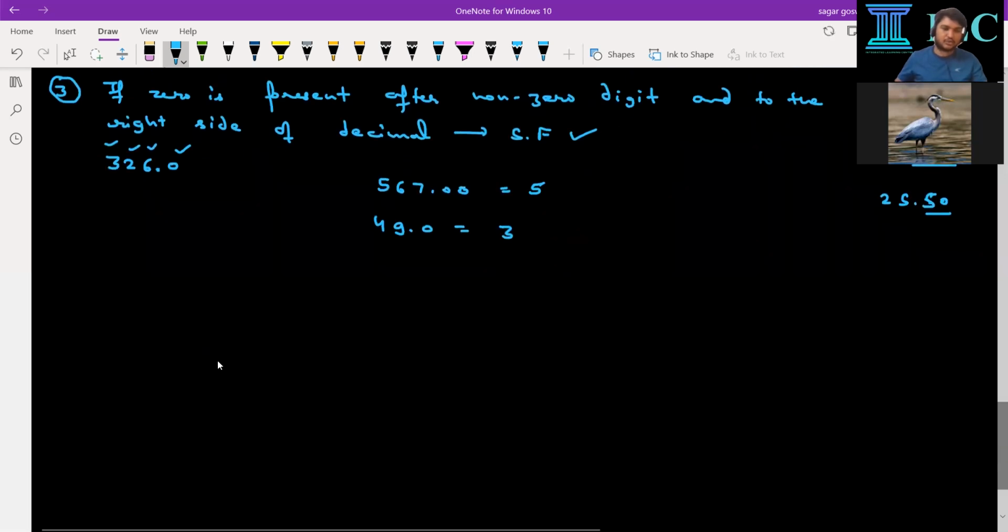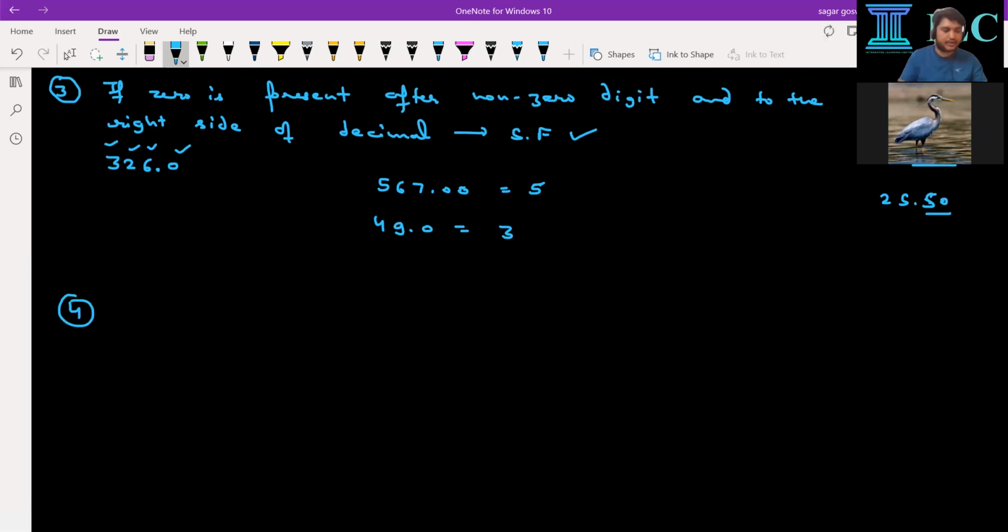Okay, so rule 4 is very important, which you need to take care of. If a zero is present after the non-zero digit and there is no decimal, it may be considered or it may not be, depending on the way you have written your answer.